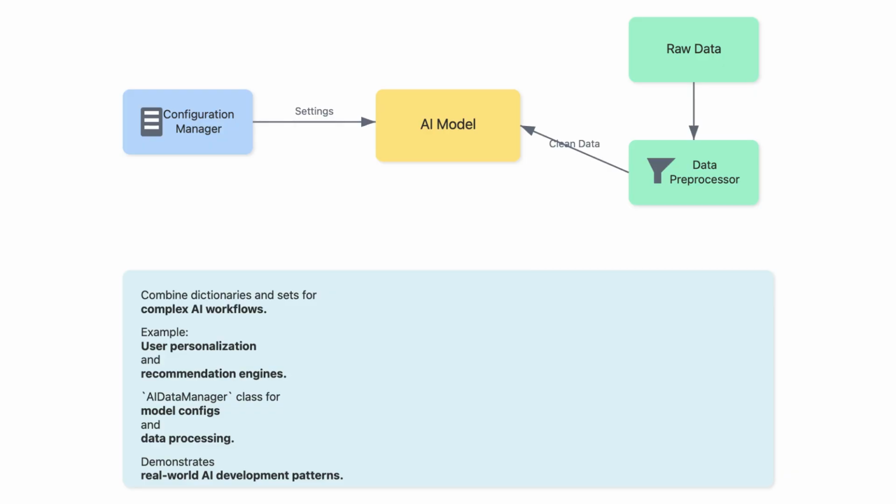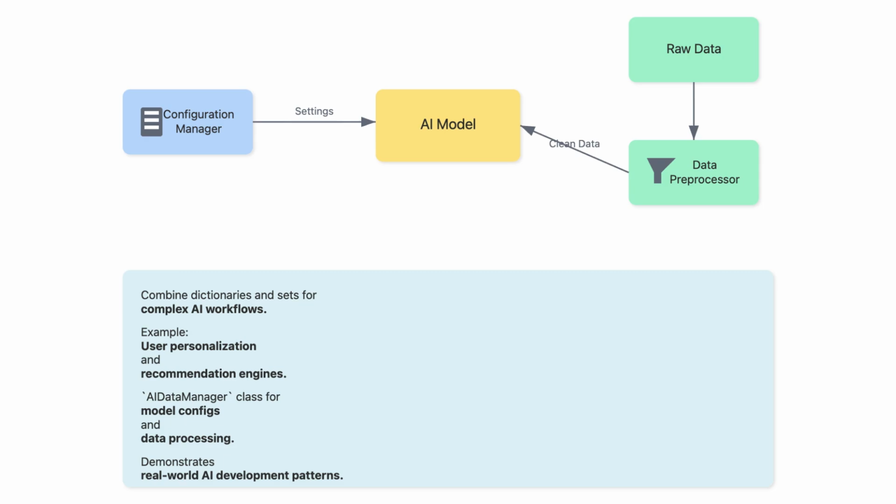A perfect example is user personalization and recommendation engines. Think of Netflix suggesting your next show or Amazon recommending products. These systems often rely on dictionaries to store user profiles and their preferences, and sets to efficiently find common interests between users or to identify unique topics. This allows for highly targeted content and product suggestions, making the AI experience much more engaging.